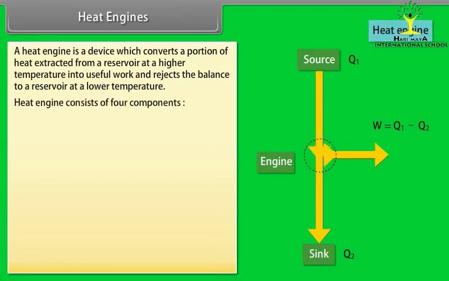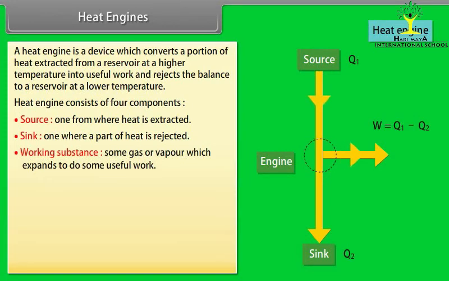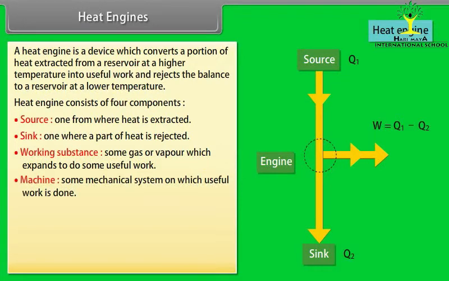Heat engines consist of four components. Source, one from where heat is extracted. Sink, one where a part of heat is rejected. Working substance, some gas or vapor which expands to do some useful work. Machine, a mechanical system on which useful work is done.